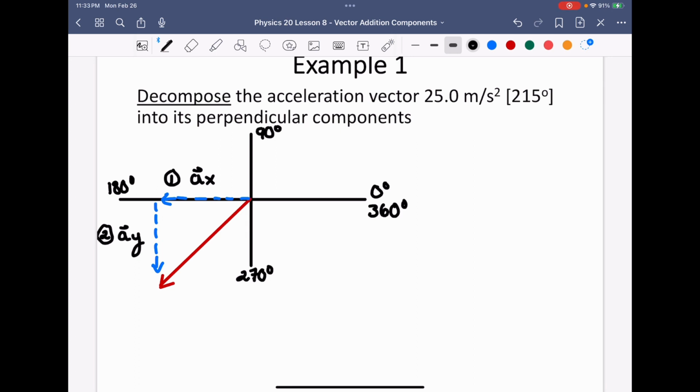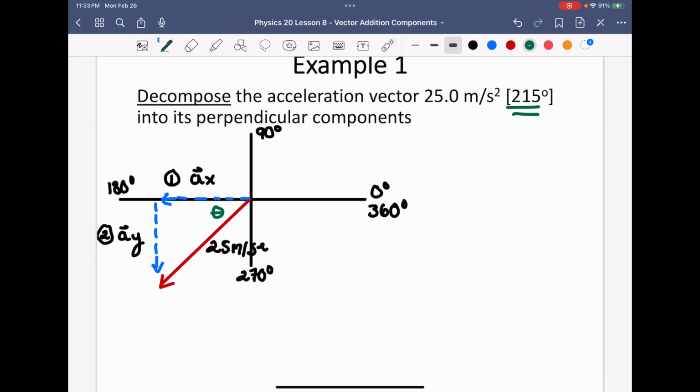Now, we know the overall magnitude of this is going to be 25 meters per second squared, or the acceleration that represents the resultant. So that's going to go on the hypotenuse there. But then you're probably thinking, how do we know what this angle is here based on the description? They told us it was 215.